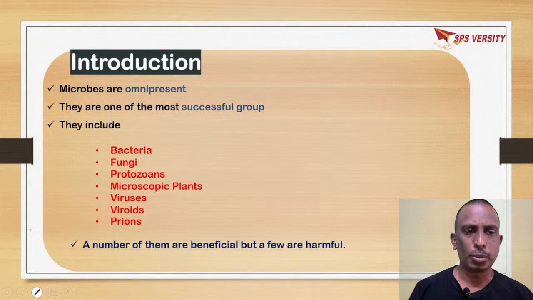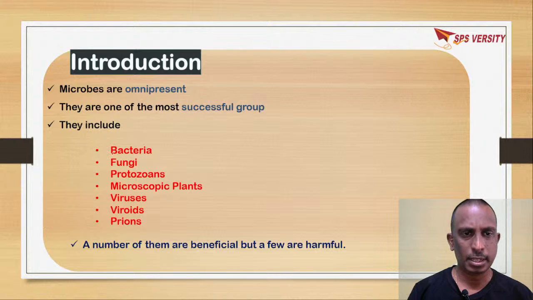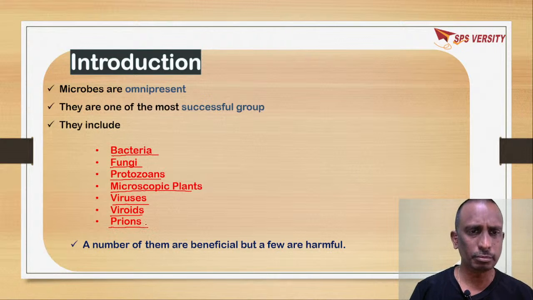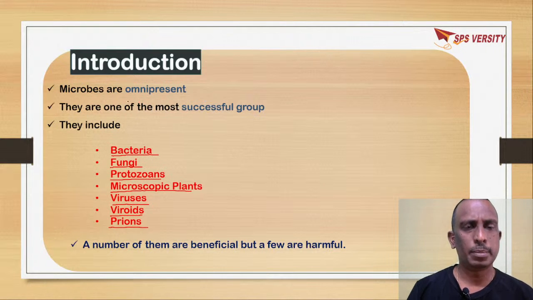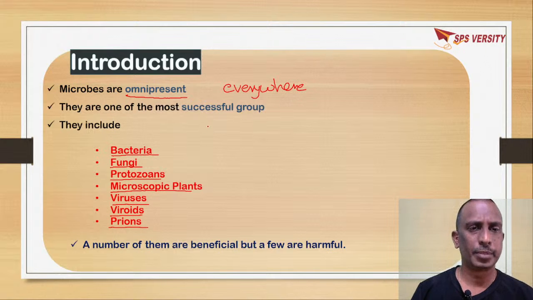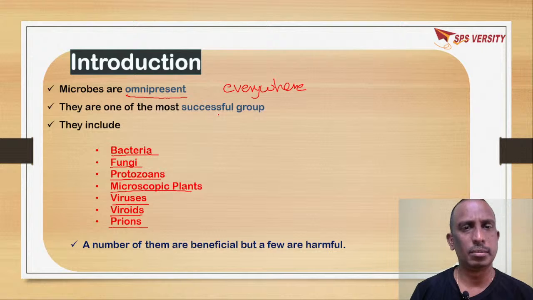The different groups of microorganisms like bacteria, fungi, protozoans, microscopic plants, viruses, viroids, prions, these all are microorganisms. And these microorganisms are present everywhere. They are omnipresent. Omnipresent means they are present everywhere: in the air, water, soil. And they are the most successful group.